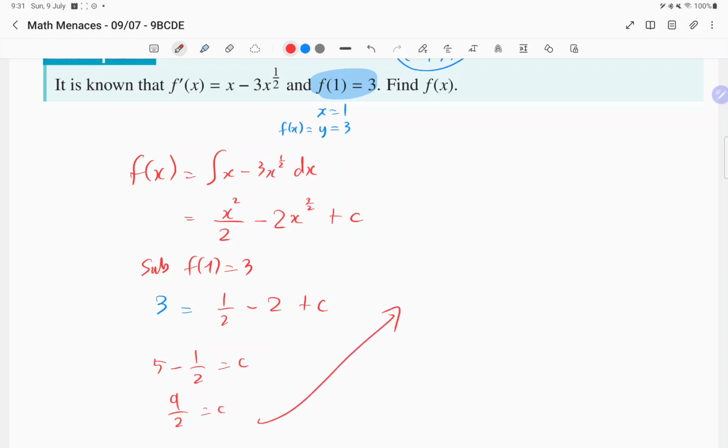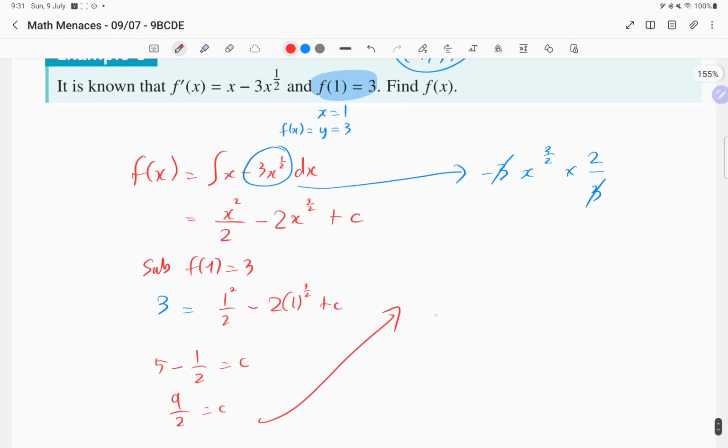Wait, why does it take 2? In the second line, why is it 2x to the power 3 over 2? Yeah. Is because that one will turn into, technically it is negative 3. So that would be negative 3 x to the power 3 over 2 times by 2 over 3. And then these 3 will cancel out. Alright, so I just did the simplification step in one go.